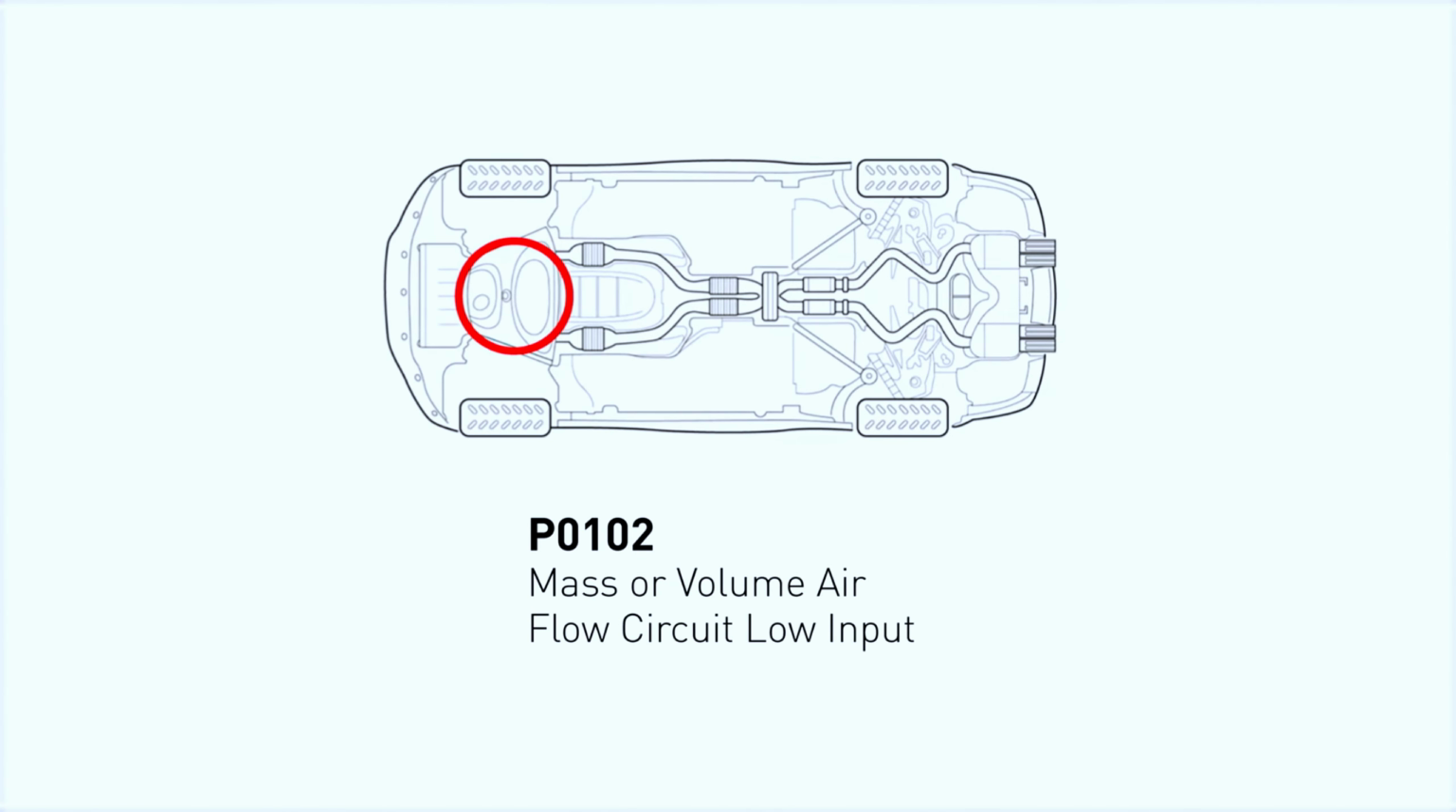What does code P0102 mean? Your MAF sensor is typically installed downstream from your air filter on your air intake tract. It measures both the density and volume of air passing through your intake and into the engine. A P0102 error code means that there's insufficient air traveling through your air filter.